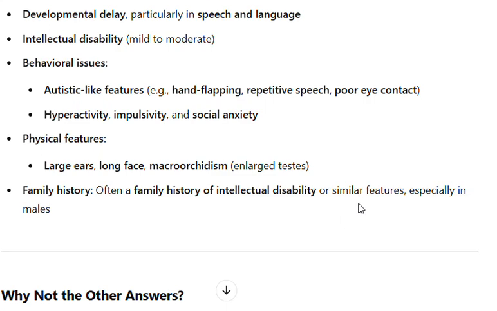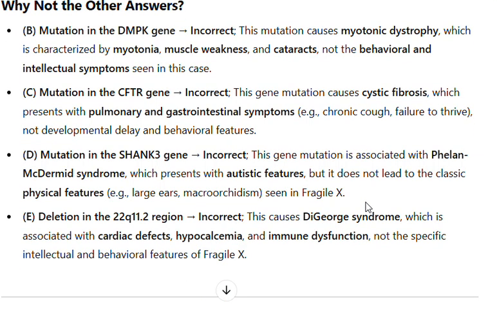Why not the other answers? B. Mutation in the DMPK gene. Incorrect. This mutation causes myotonic dystrophy, which is characterized by myotonia, muscle weakness, and cataracts, not the behavioral and intellectual symptoms seen in this case.